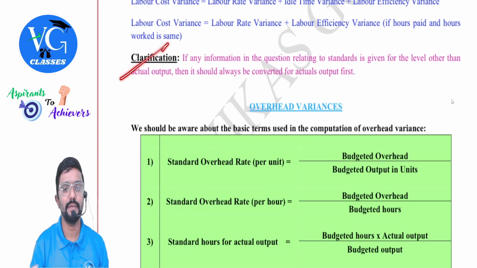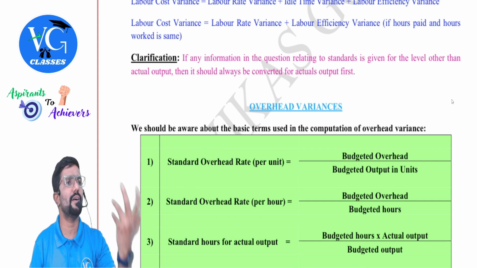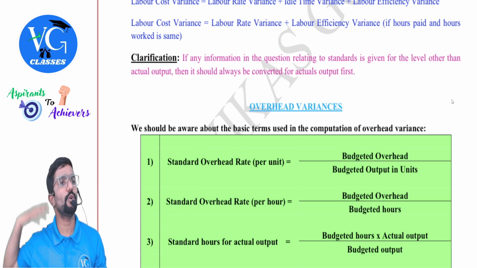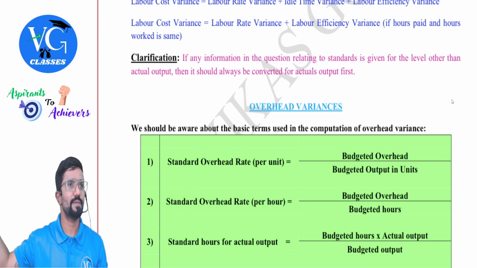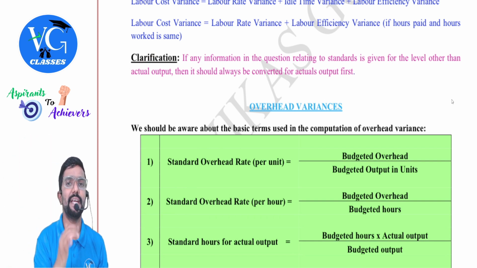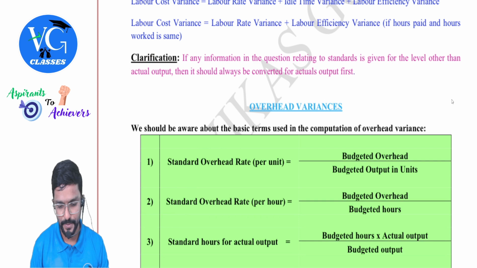So, a clarification I have given: if any information in the question relating to standard is given for another level of output, we call it a standard quantity. Sometimes standard data might be given for 100 units, but actual output is 1000. So divide by 100 and multiply by 1000. That is, always convert the standard quantity as well as standard hours for the actual output.